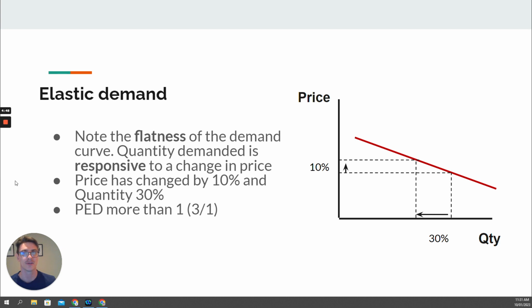All right, so hopefully from this video you understand what elasticity is and the two types of elasticity: inelastic and elastic. And of course, we've been assuming that everything is unit elastic up until this point, which is just your standard demand and supply curve.